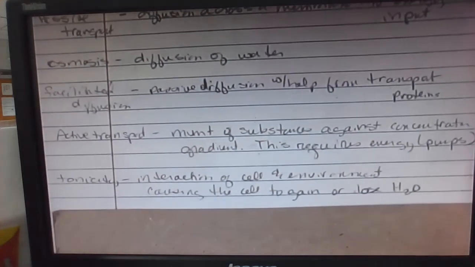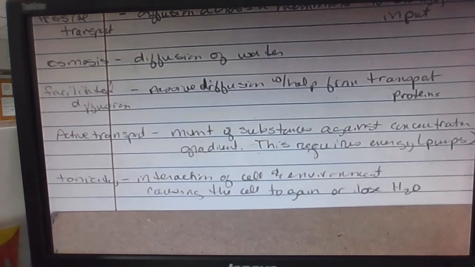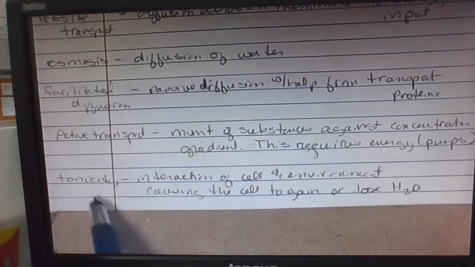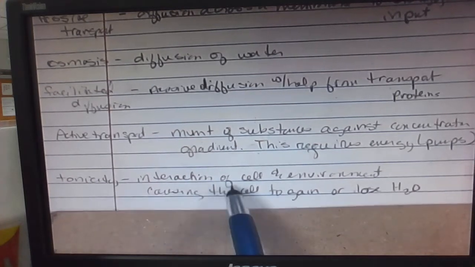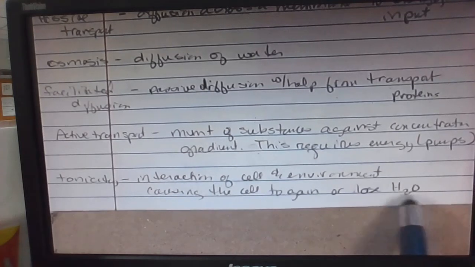Tonicity. Tonicity is something that you have to talk about in terms of both the cell and its environment, or two items at the same time. So tonicity is the interaction of the cell and its environment, causing the cell to gain or lose water.